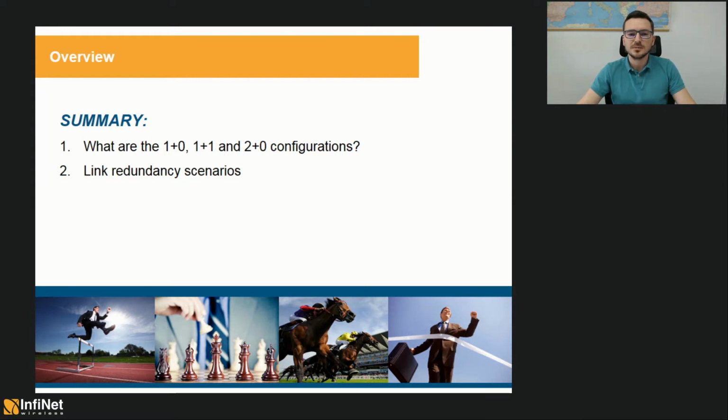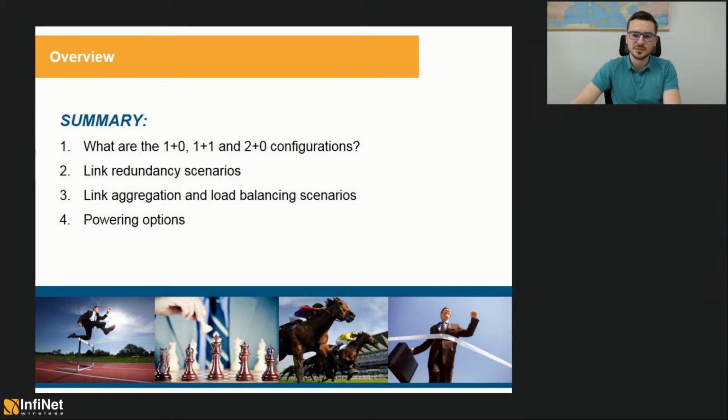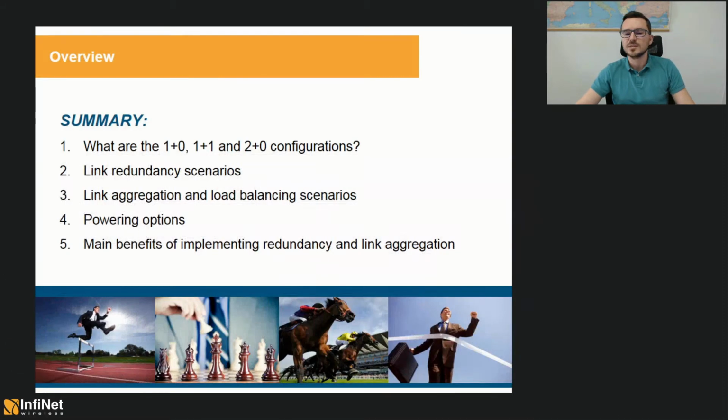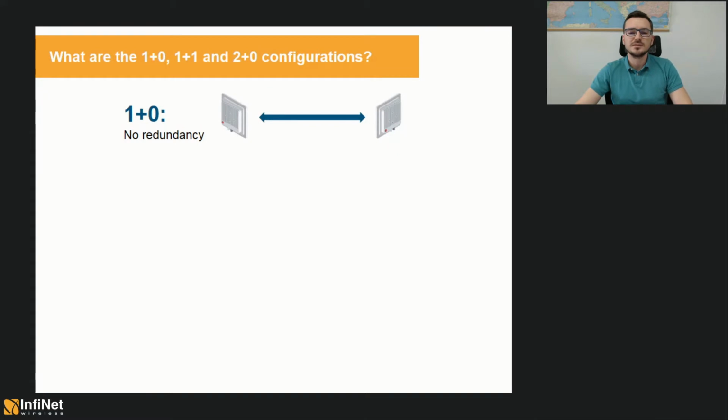In the third item, I will present some link aggregation and load balancing scenarios that you can implement using Infinet units. Next, I will show you the powering options for all the different Infinet point-to-point and point-to-multipoint solutions, in case you don't want to use the standard power supply units that are bundled with the equipment. And in the last item of today's presentation, I will summarize the main benefits of implementing redundancy and link aggregation in your wireless networks.